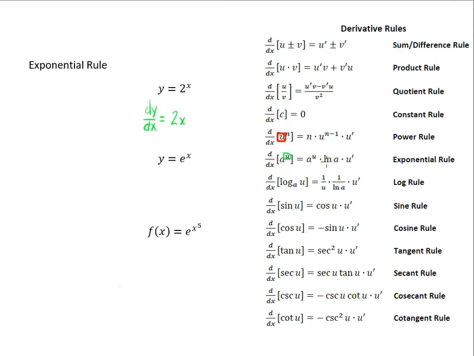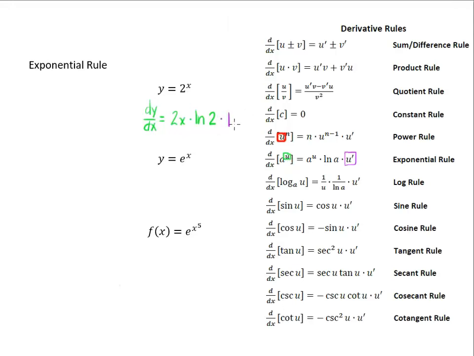It's always the natural log, so times the natural log of our base. So the base is a. In this case, our base is 2, so natural log of 2. And then we always have our little chain rule friend right there, times the derivative of the exponent. In this case, the derivative of x is just 1. And that would be our answer right there.